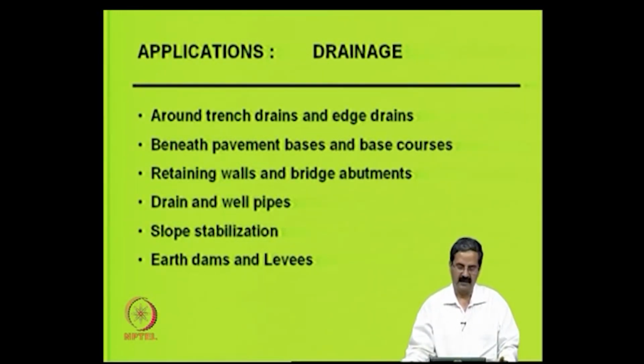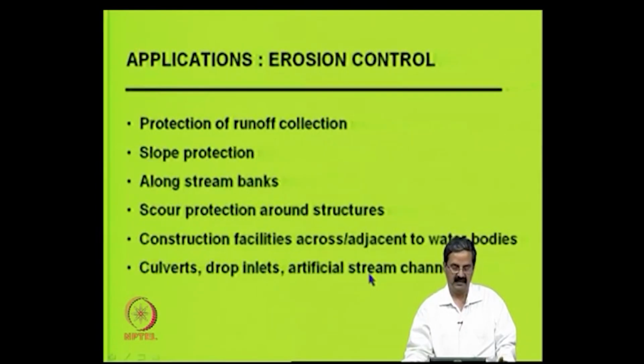Where do you use them? Applications are too many. Whenever there is a water flow, and if you want to make it flow properly, we should use drainage. Having good drainage functions is important. So, beneath pavement bases and base courses, retaining walls and bridge abutments, drain and well pipes, slope stabilization, earth dams and levees, many. Like erosion control, it protects the runoff collection, slope protection along stream banks, scour protection around structures, construction facilities across and adjacent to water bodies, culverts, drop inlets, artificial stream channels, etc.